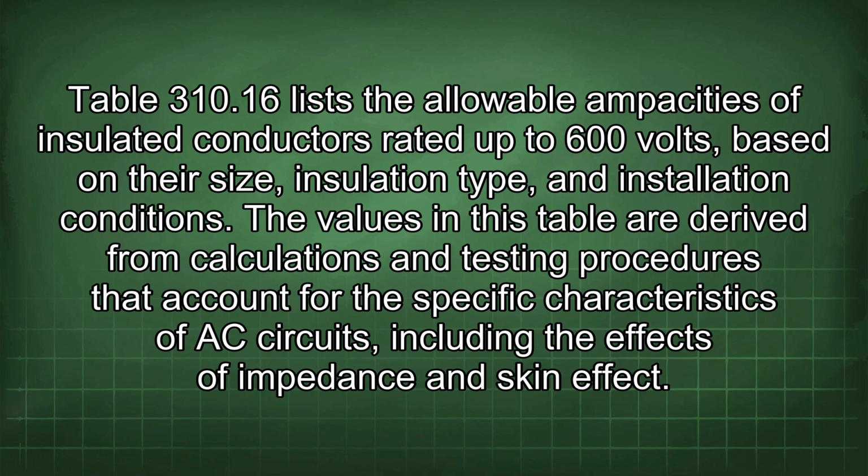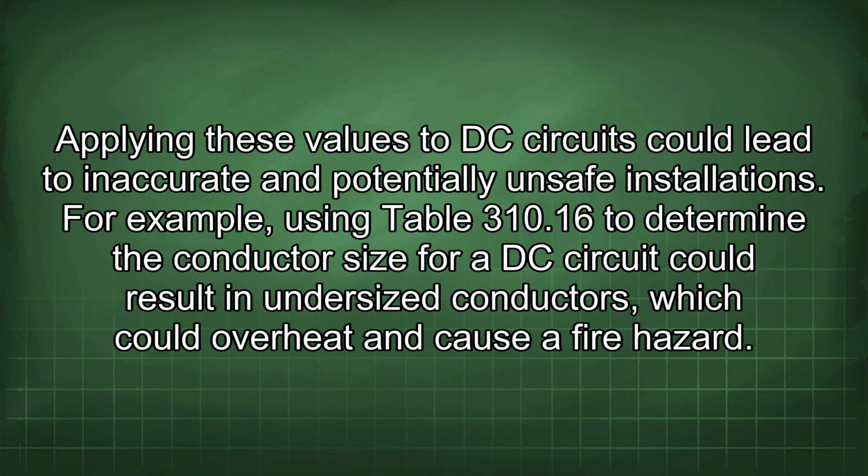The values in this table are derived from calculations and testing procedures that account for the specific characteristics of AC circuits, including the effects of impedance and skin effect. Applying these values to DC circuits could lead to inaccurate and potentially unsafe installations. For example, using Table 310.16 to determine the conductor size for a DC circuit could result in undersized conductors, which could overheat and cause a fire hazard.